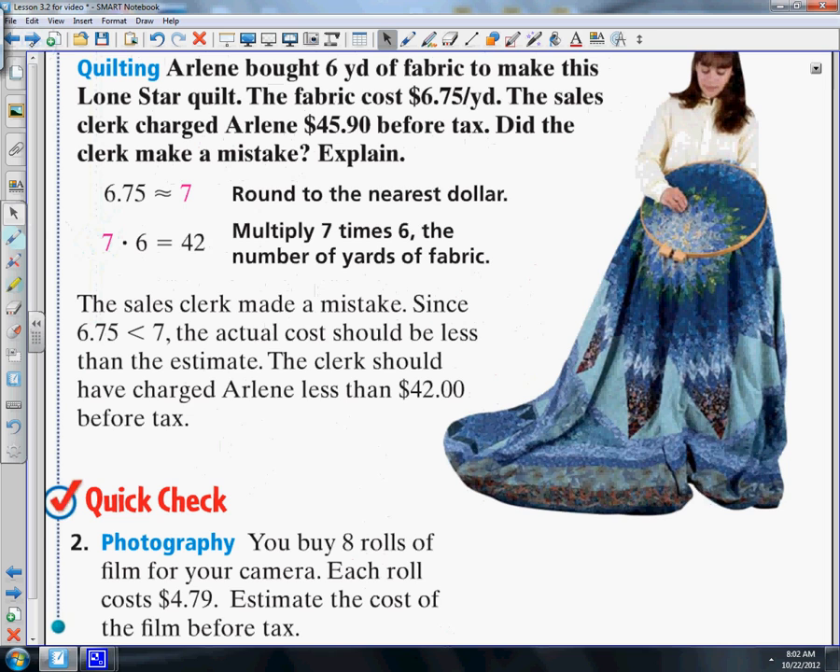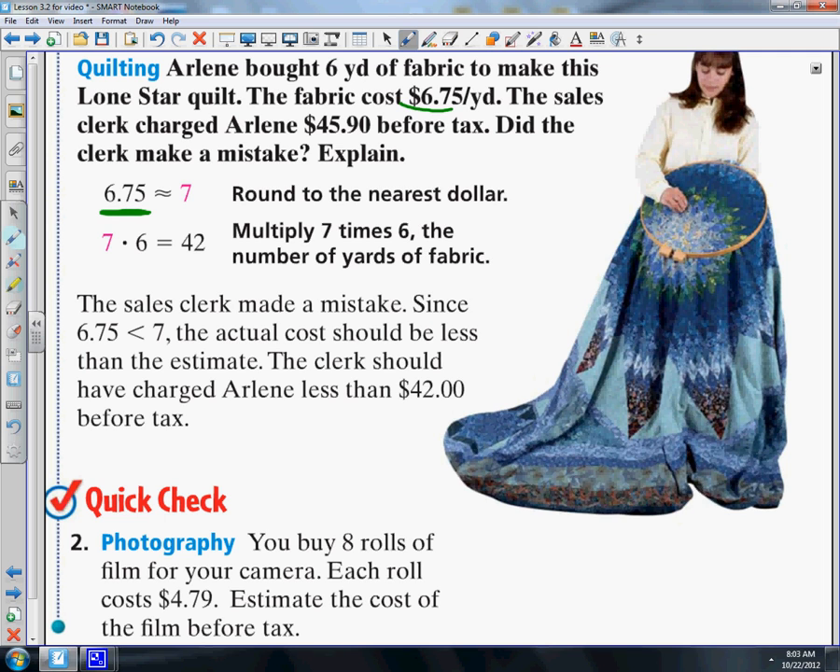All right, so next we have a story problem. This says, Arlene bought 6 yards of fabric to make this Lone Star quilt. The fabric cost $6.75 a yard. The sales clerk charged Arlene $45.90 before tax. Did the clerk make a mistake? And explain. So they are rounding 6.75 yards to 7.